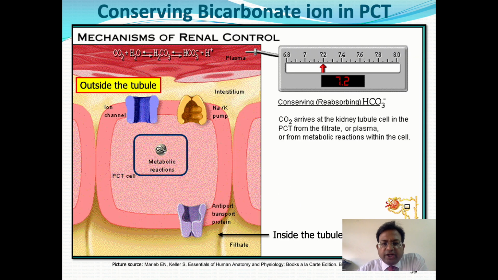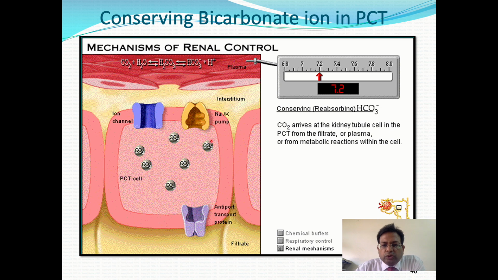And now let's see how the kidney will try to conserve the bicarbonate ion in the PCT. When the carbon dioxide levels are rising in the tissues, carbon dioxide is more, so the environment is acidic. The carbon dioxide will move into the PCT cell, one of the tubular cells of the kidney. Because of this rising metabolic reaction, carbon dioxide, shown in green, is increased in the PCT cells. So now the carbon dioxide level has increased in the cells, and the kidney will try to conserve the bicarbonate. Let's see which mechanism.